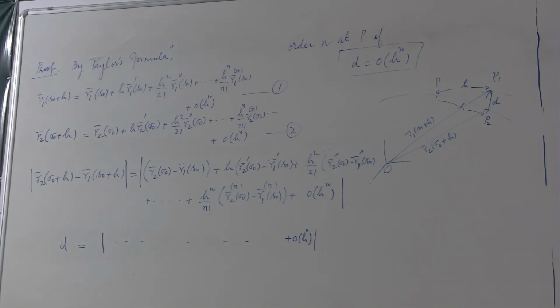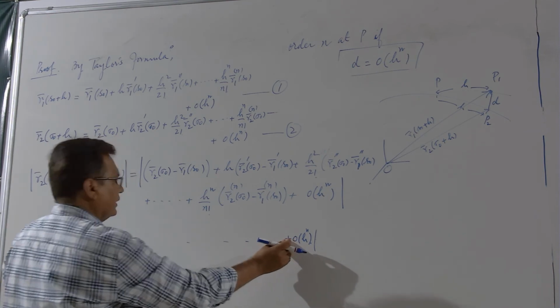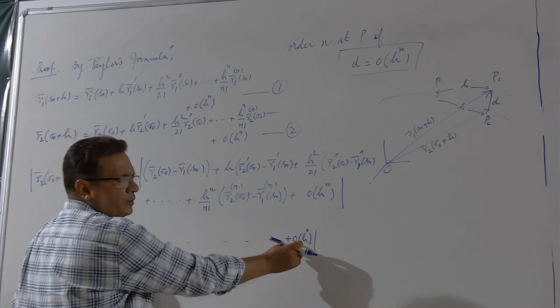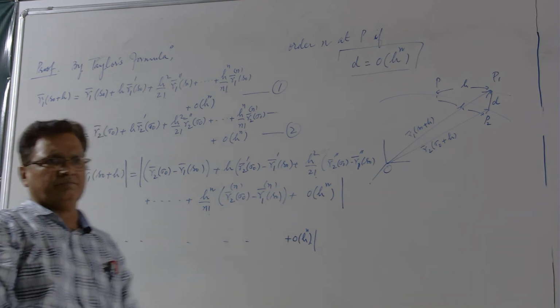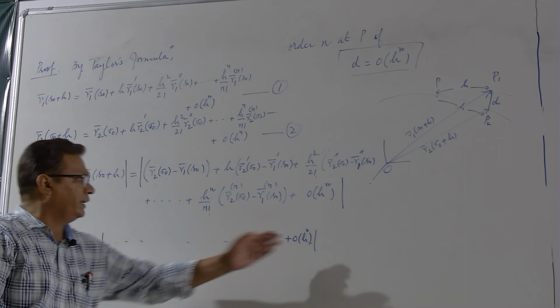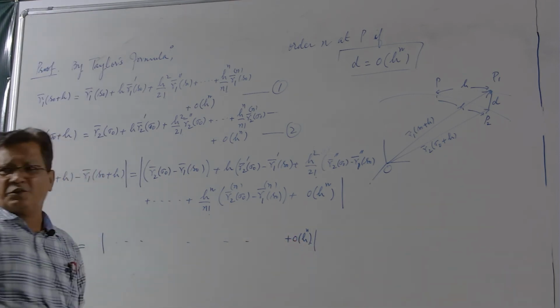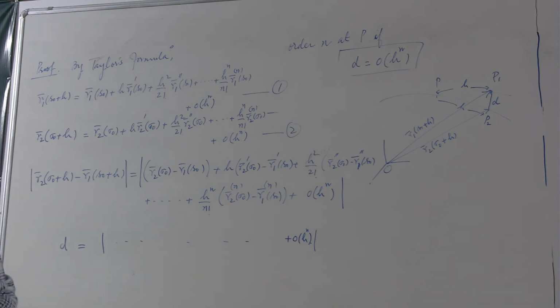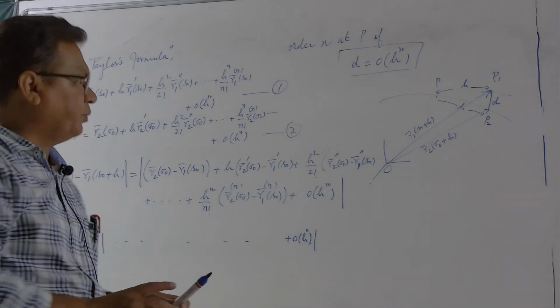This will happen if and only if all the terms before this, all terms of the order lower than h to the power n, should separately be equal to 0. One can get confused about why it is so. If this equals this, then this sum must be 0, not each term equal to 0. This may be a confusing point for you, so I can explain to you.